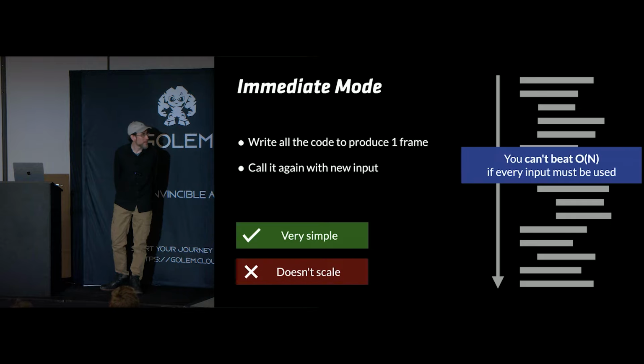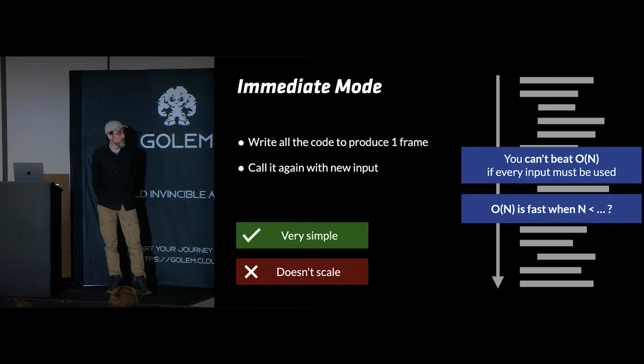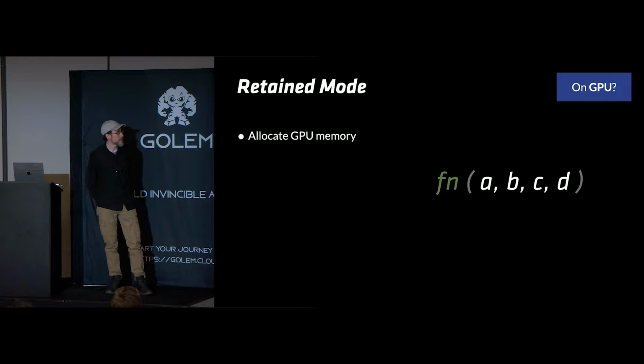Why not? Well, you can't beat big O(n) if every input must be used. You simply can't. So the question becomes, big O(n) is fast when n is what? It highly depends. On a GPU, and in most other situations, you would use what's called retained mode, which is the opposite of immediate. And I have a function here of 4 arguments, and I want to call it on a GPU. What would I need to do? Well, first I have to allocate some GPU memory and upload some data into it for my A, B, C, and D. And then I have to compile the shader, which is the actual function. I have to dispatch it, and then await.